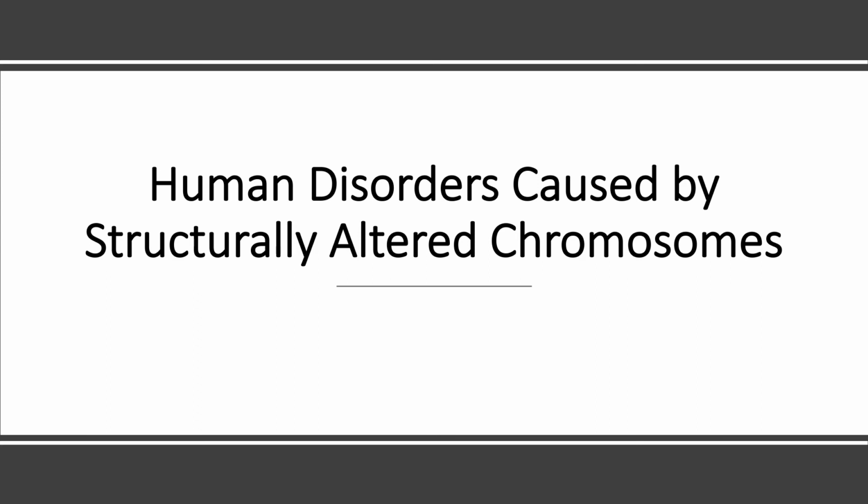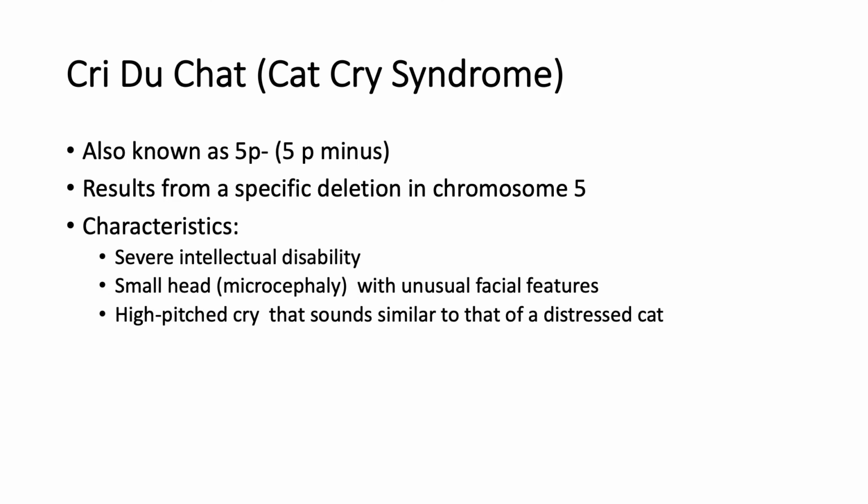For the next parts of my lecture, I will be talking about the specific human disorders. So at this point, let me talk about the human disorders caused by structurally altered chromosomes. Many deletions in human chromosomes, even in a heterozygous state, cause severe problems. One such syndrome, known as cri du chat or cry of the cat syndrome, results from a specific deletion in chromosome 5, thus otherwise called 5p-.